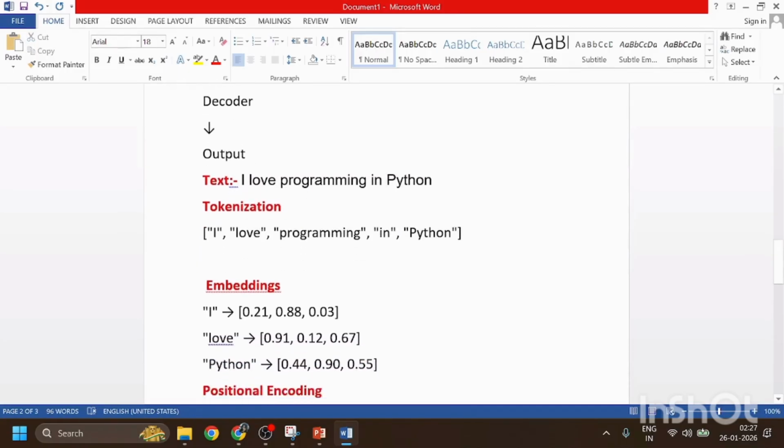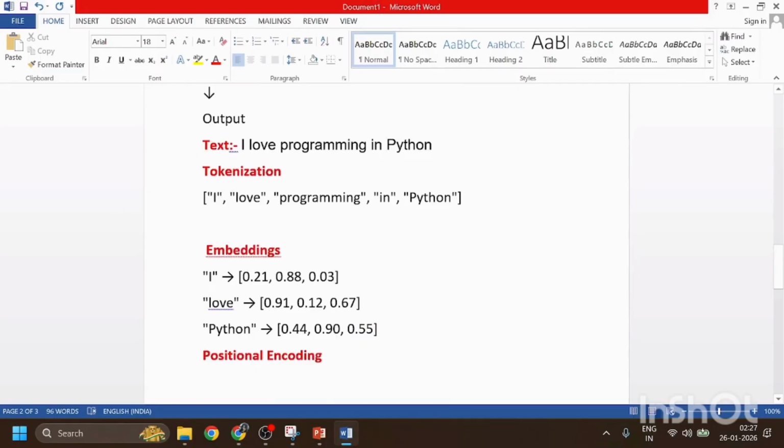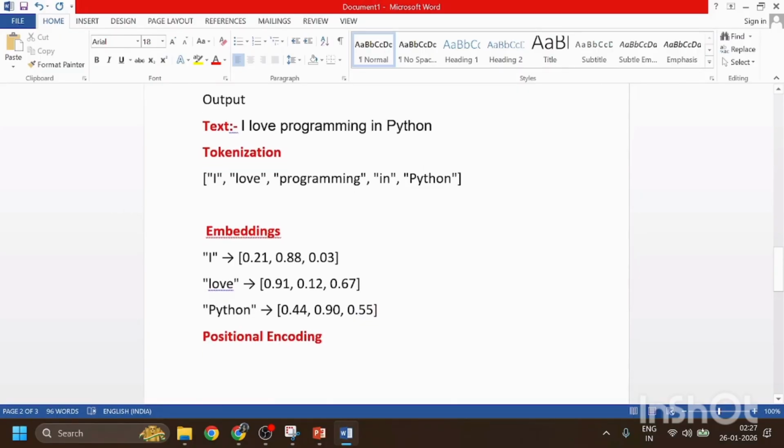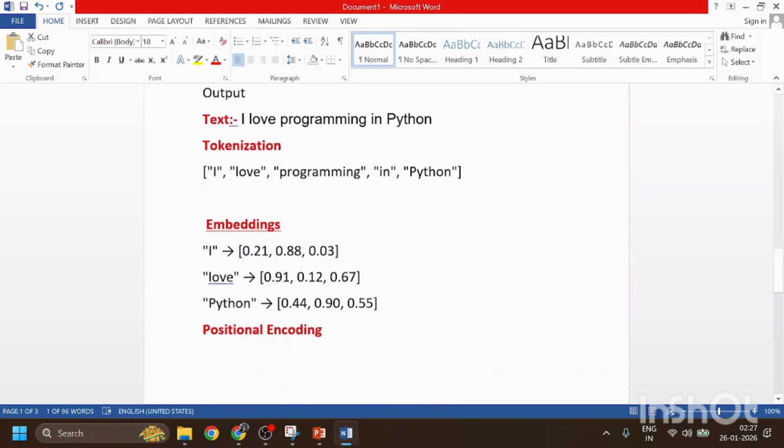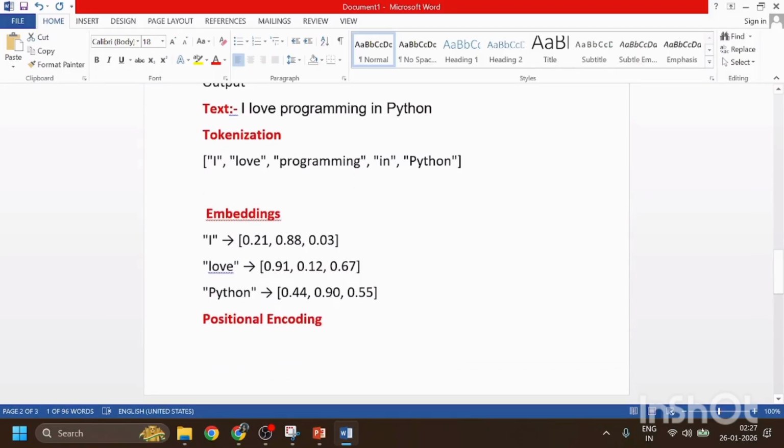After tokenization we need to do embedding. In embedding, each token is converted into numbers. Here you can see I is converted into 0.21, 0.88, 0.03.